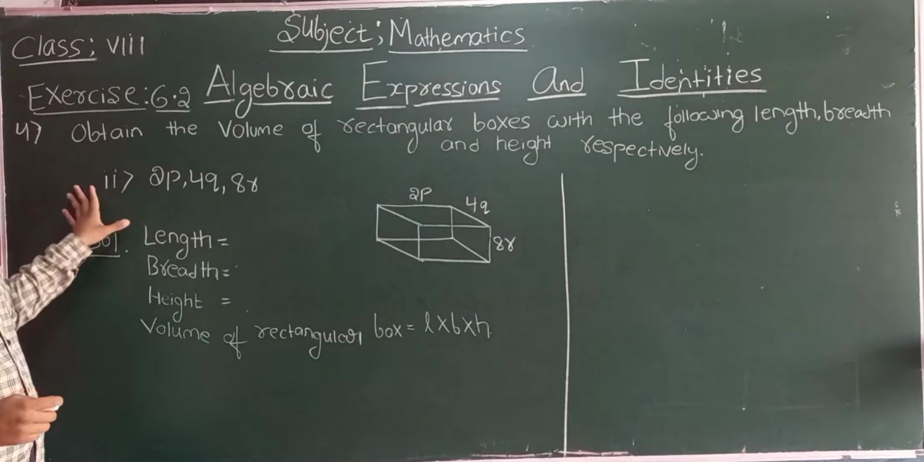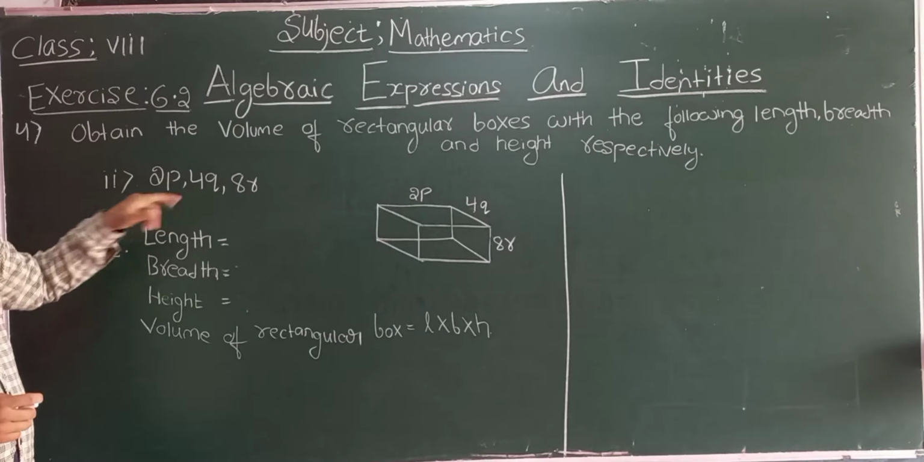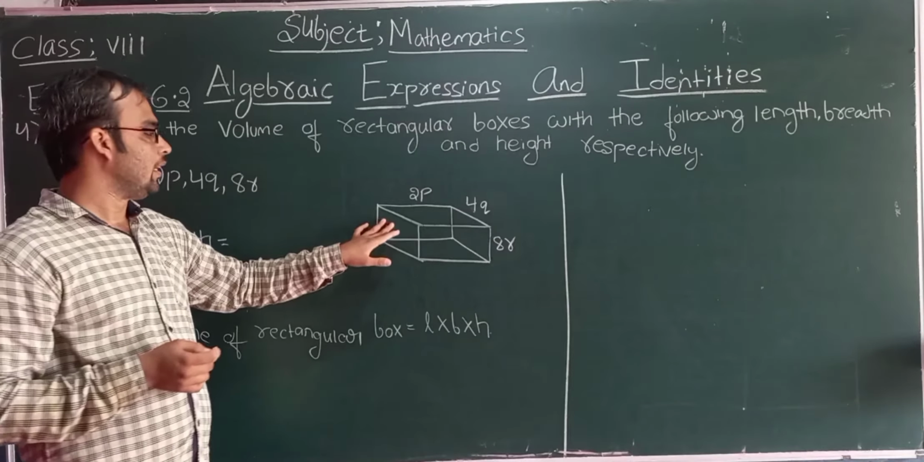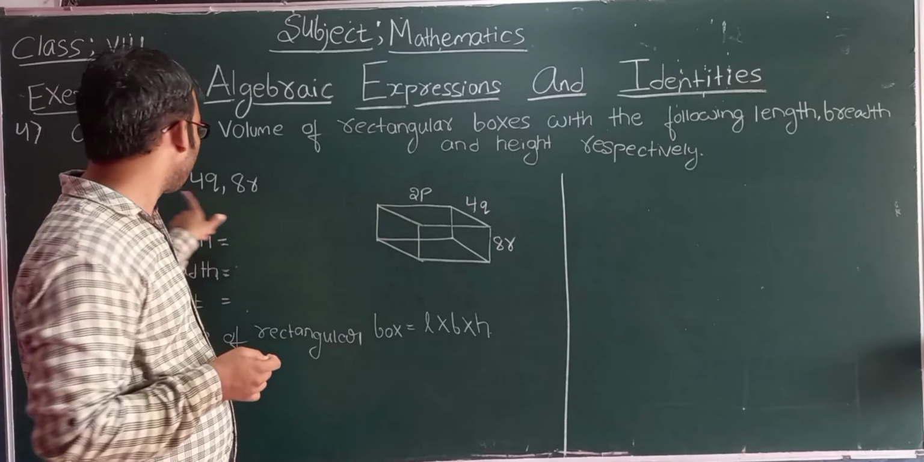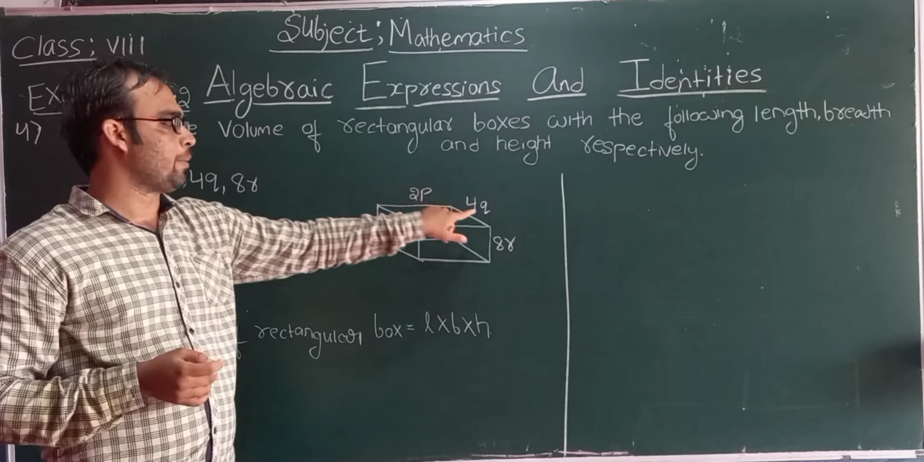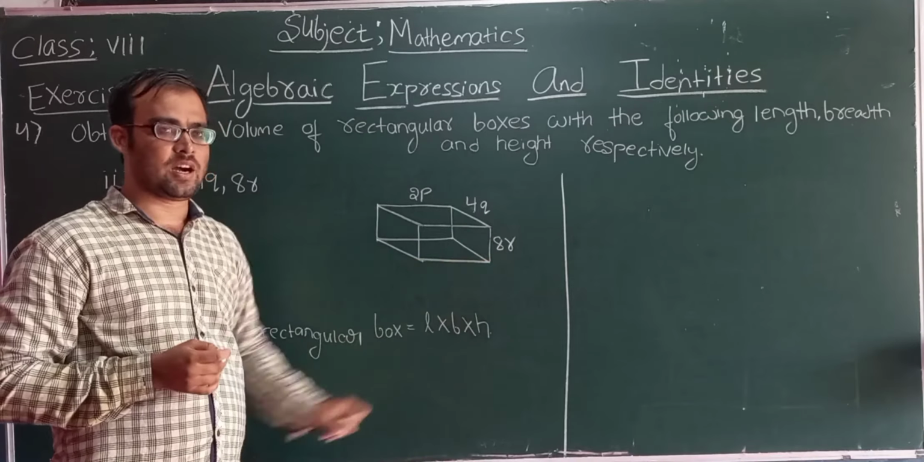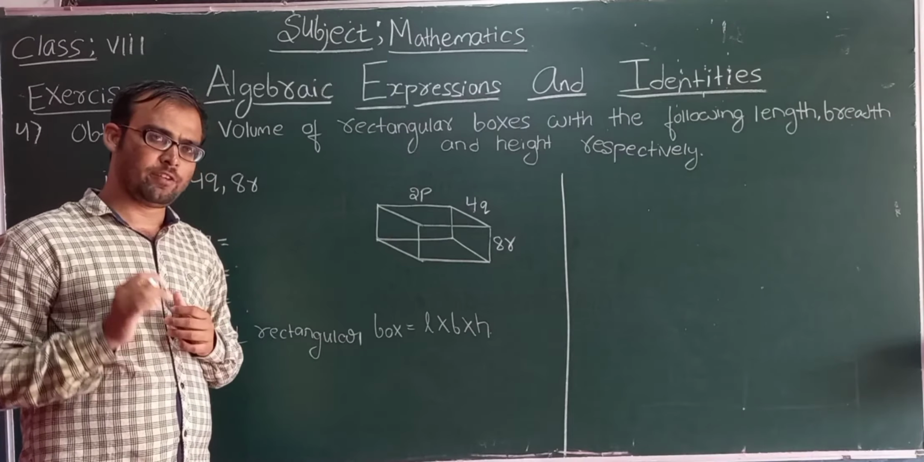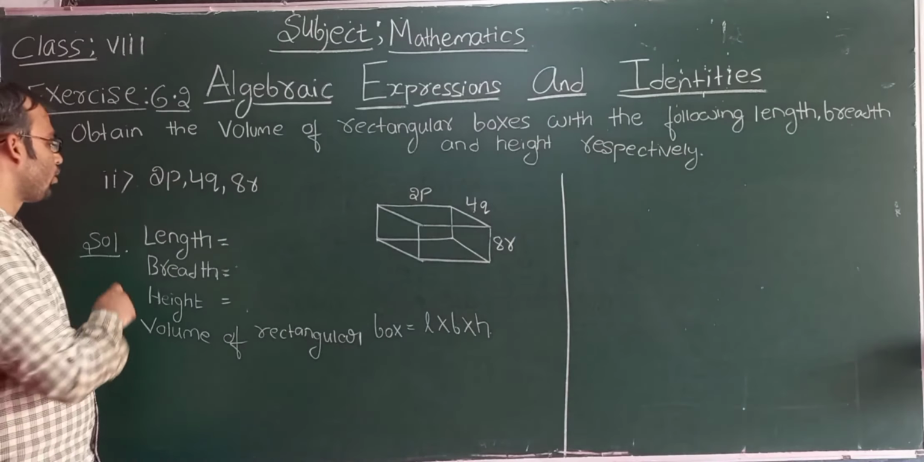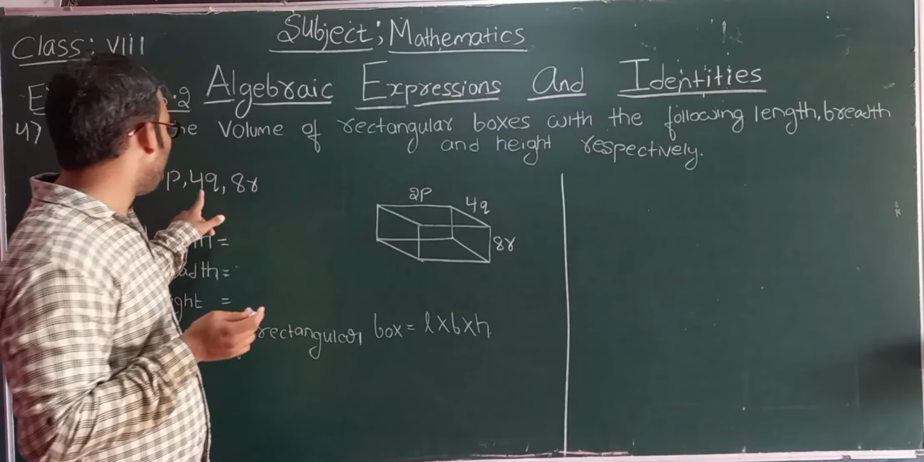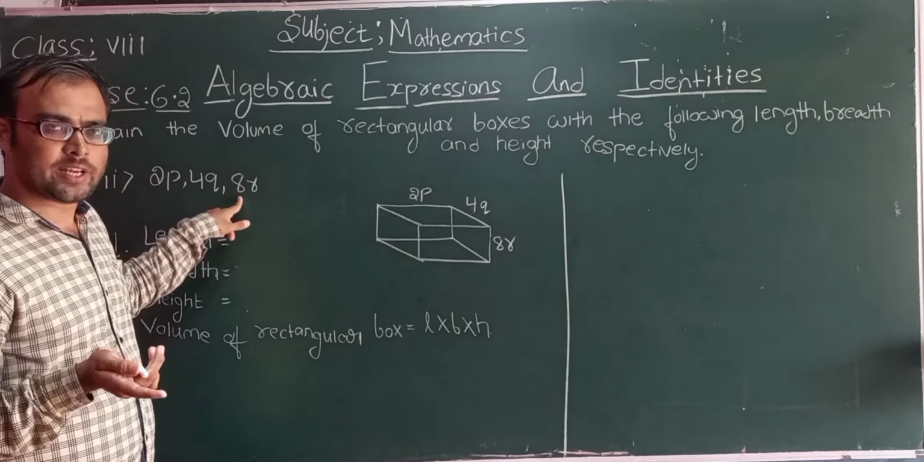Okay, so here what they have given? 2p, 4q, 8r. Okay, so here the length of rectangular box is 2p, the breadth of rectangular box is 4q, and the height is what? 8r, and what we need to find here, we need to find the volume. Okay, so here what they have given. So how we know that 2p is the length, 4q is the breadth, and 8r is the height.